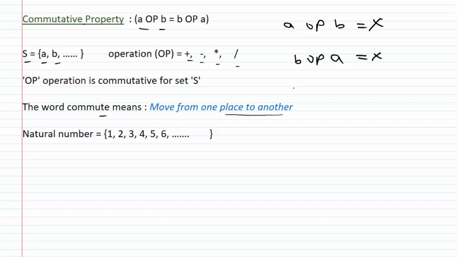Means you commuted the elements from their location to each other's location. Means you moved the element A to B's location and B to A's location, or in simple word, you swap the position of A and B. Then we say that operation OP is commutative for set S.